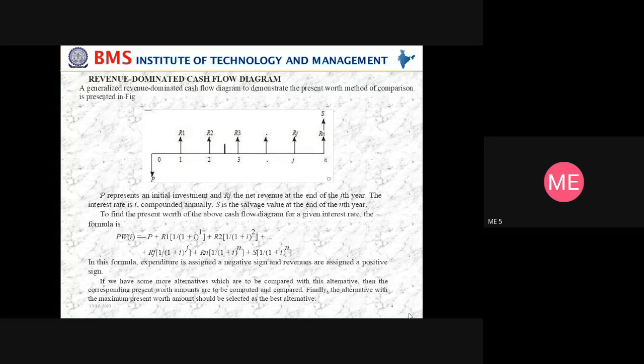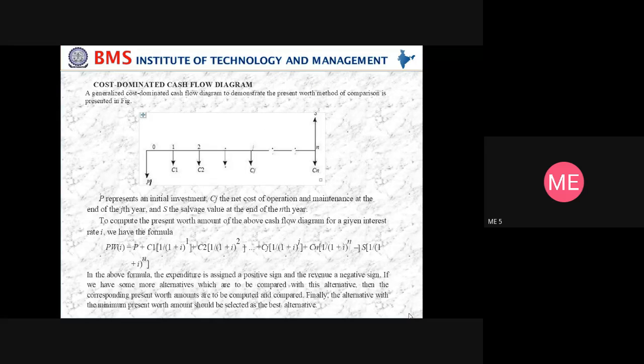So here, in this formula, expenditures will be taken as negative. P is the expenditure at time zero, where we have invested, so that will be taken as negative, and the remaining will be taken as positive. And also, if you have some more alternatives to be compared with this alternative, then the corresponding present worth amounts are to be computed and compared.